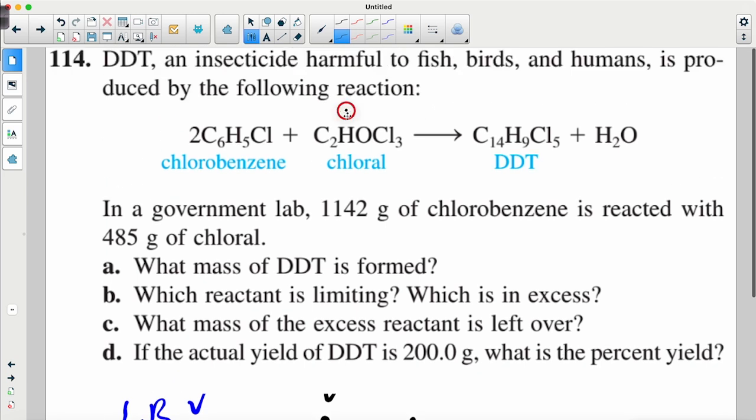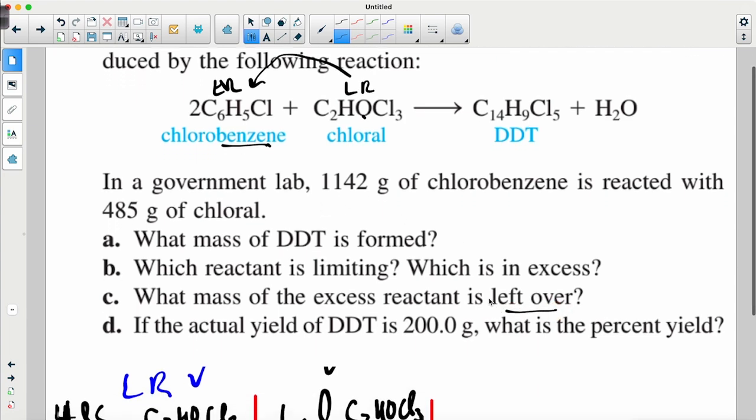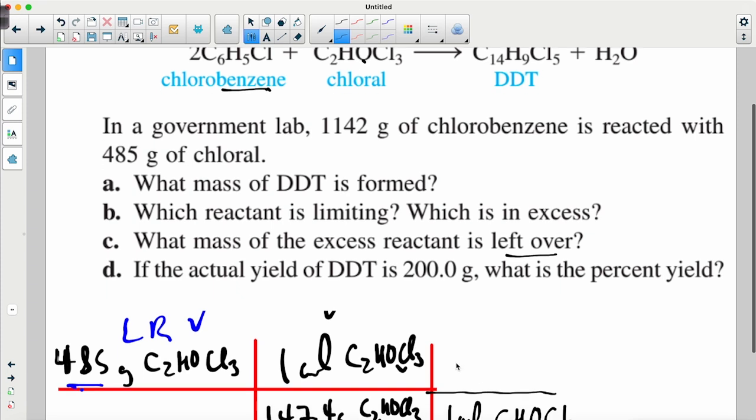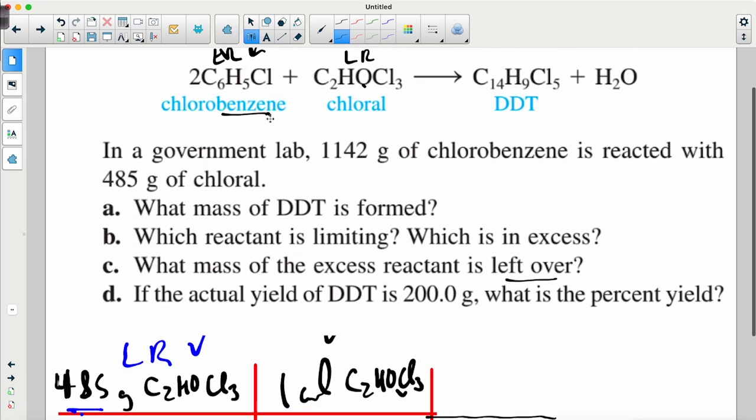All we're going to do now is go from the limiting reactant to the excess. It's on the same side because we're going to get used. We go from here to here. It's going to tell us how much chlorobenzene we used, and then the last step is subtraction to find how much is left over. So we're going to use this grid. We go here, 1 mole of this is equal to 2 moles of chlorobenzene. That's where it's coming from. So I'm going from here to here.